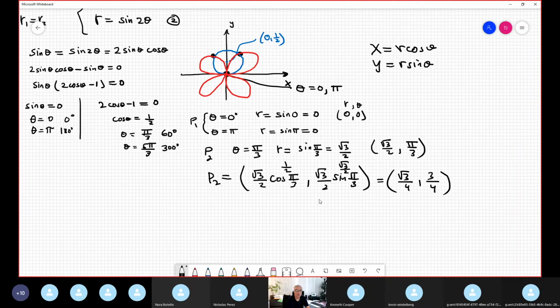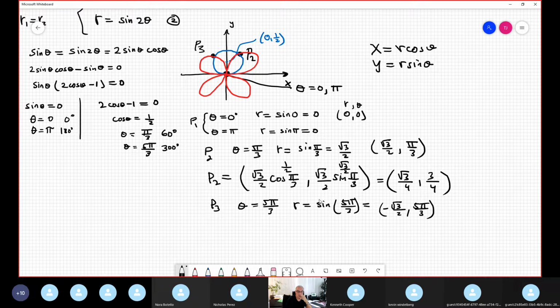And P3 is at theta equal 5 pi over 3. So r is equal to sine 5 pi over 3. So 5 pi over 3 lies in the fourth quadrant, and sine is negative. It's the same value but negative. So negative radical 3 over 2, comma 5 pi over 3. However, professor, I see that P2 is here in the first quadrant, but P3 is in the second quadrant.